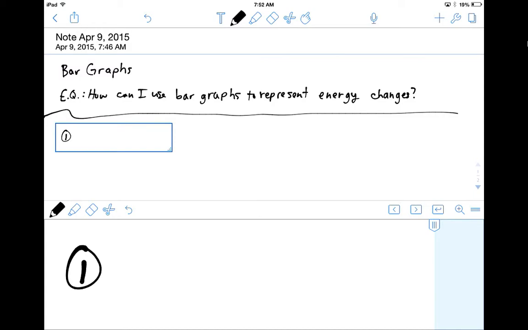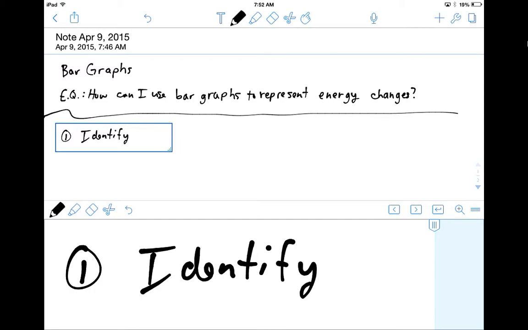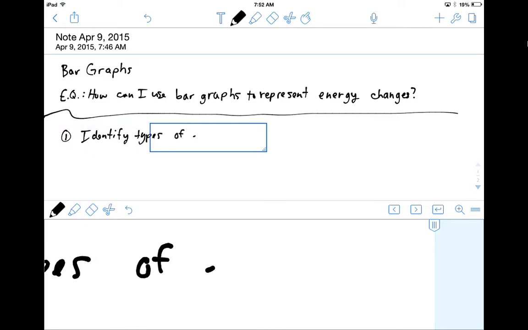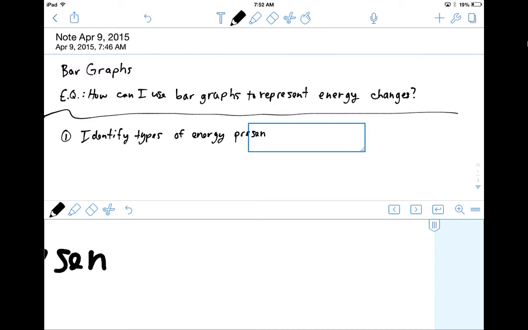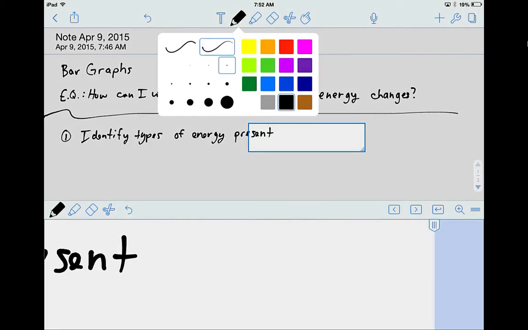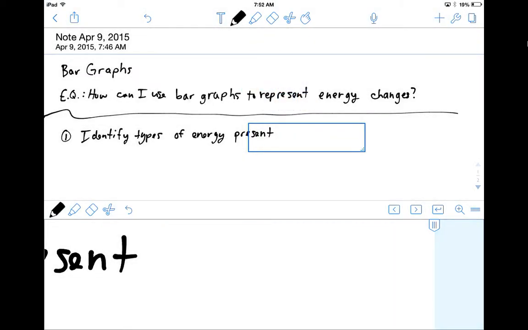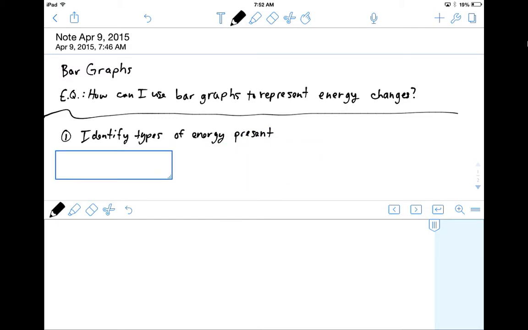So step one is going to be identify types of energy present. I'm going to make my cursor just a little smaller. Okay, so that's step one. Identify the types of energy that are present.